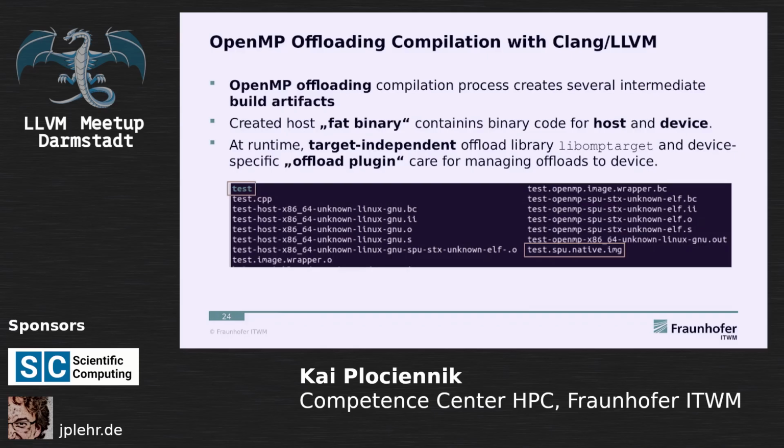And what you get is, from the source file, .ii is preprocessor output. Then you create a bitcode or LLVM IR for this. And then you get assembly .s, and then you get an object file .o, and this is linked in the case of the offload target to a so-called device image. In this case, it's called test.sbu.native.image. And that's a linked image with the binary code for the device you want to offload to. And this image is injected into the host binary.